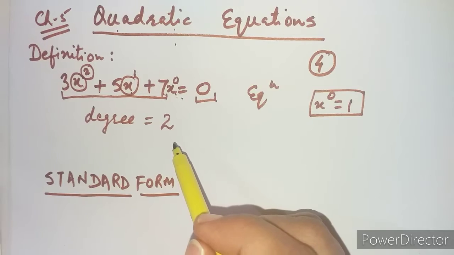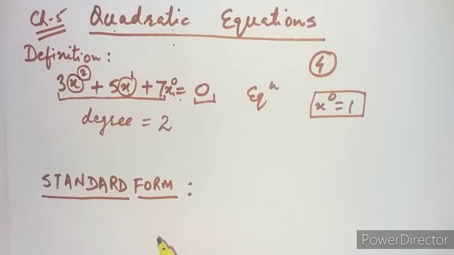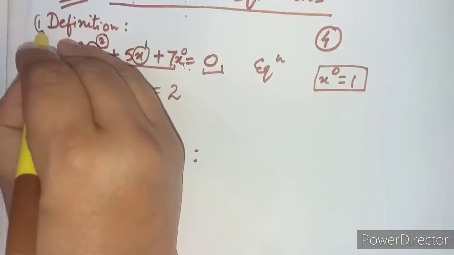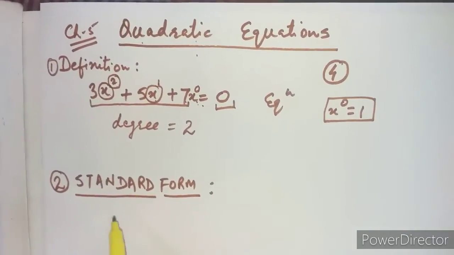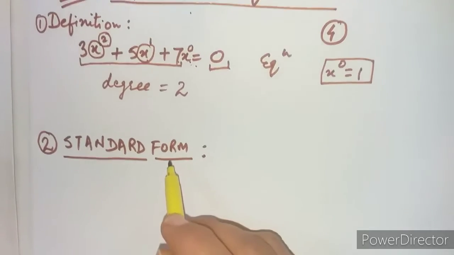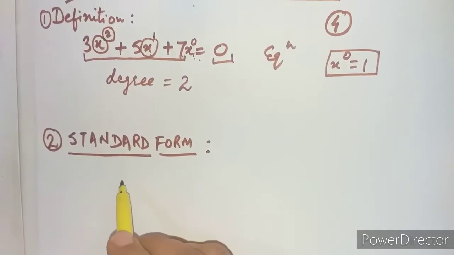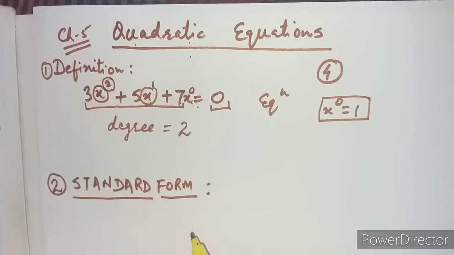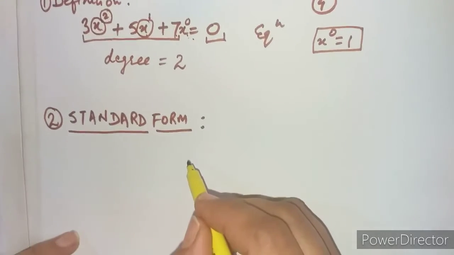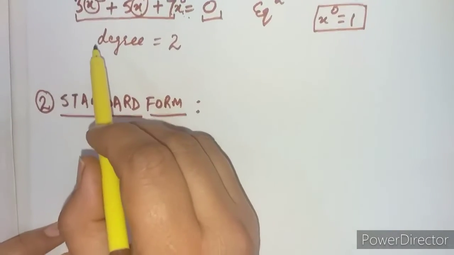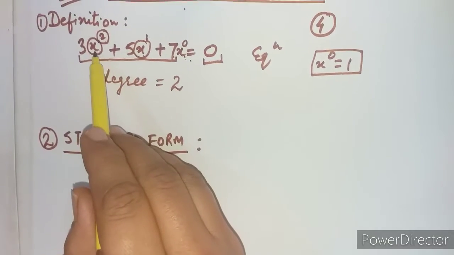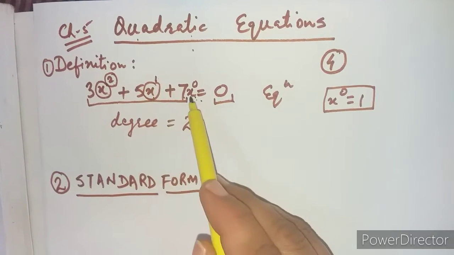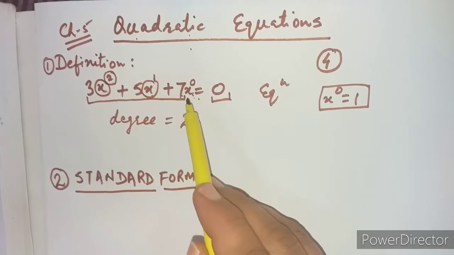Now let us come to its standard form. This is the second point about quadratic equations. Definition was the first point. When we talk about the standard form, I may write so many different types of quadratic equations. You may have hundreds of examples, and by this time it is clear to you that a quadratic equation should have 3 terms: one with power 2 of the variable, one with power 1 of the variable, and one with power 0 of the variable, meaning a constant term.